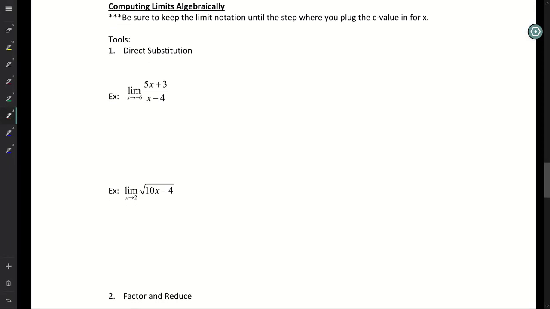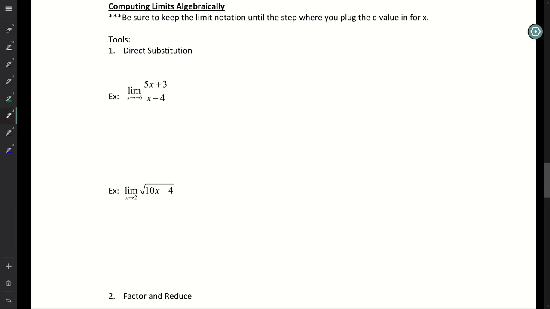All right, so computing limits algebraically, this will be the last group that we'll look at here in part 1 of limits. I said make sure that you keep your limit notation until the step when you actually plug a c value in for x. That's one of the most important things as far as your work for limits are concerned.